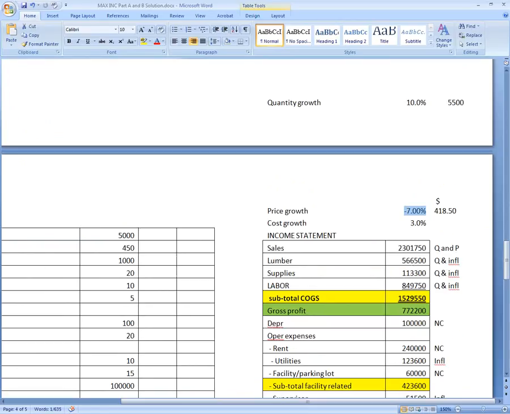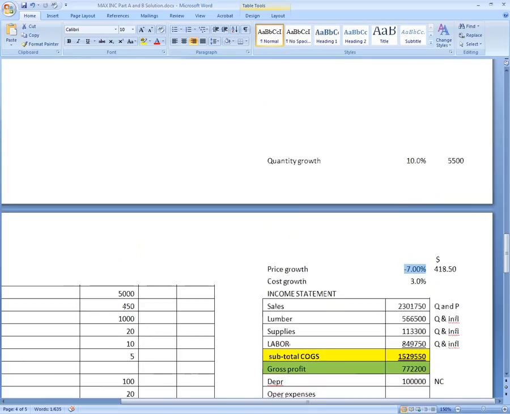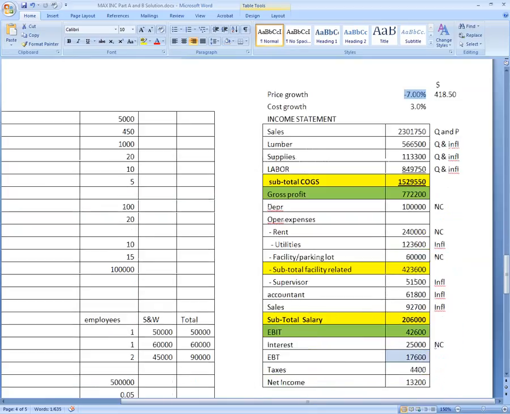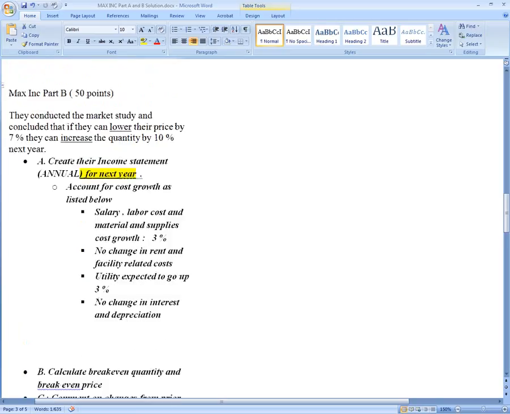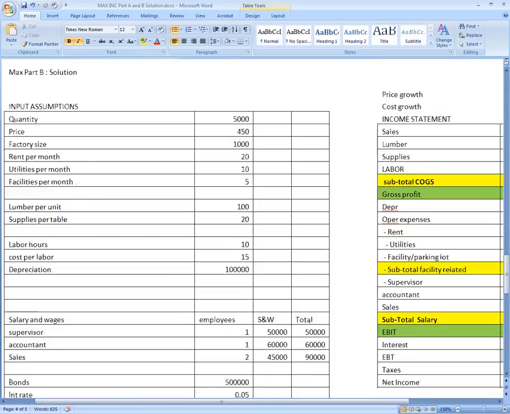So the exercise that we are trying to make you do is to understand break even, and also understand forecasting. So this exercise was really designed to be able to teach you that. So again, part 2, assumptions were that we are going to forecast for next year, which is right next year, salary of people, accounting, so on, all labor costs, supply should grow at 3%, no change in rent and facility related costs, utility costs at 3%, no change in depreciation. We went through it and did the forecast.